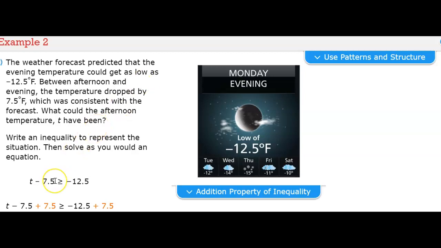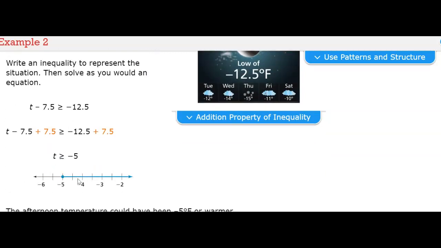So that's why the temperature here could be greater than or equal to that -12 and 5/10, because it could be equal to the -12 and 5/10, or it could be a greater number, which would be more than that. So now let's look at our inequality.